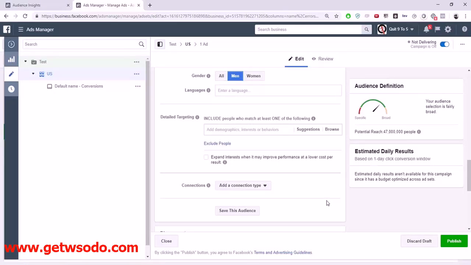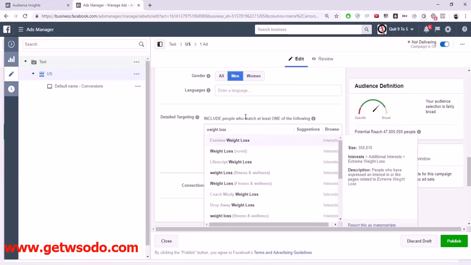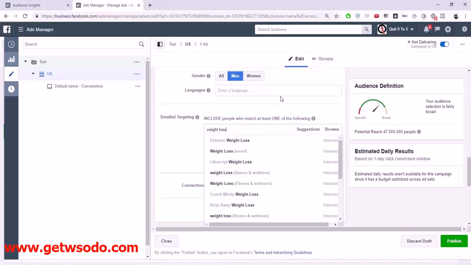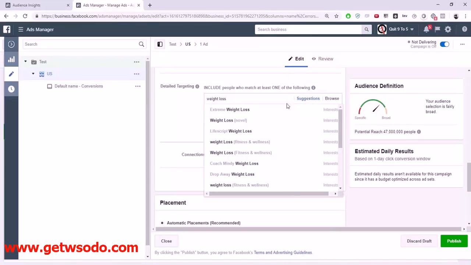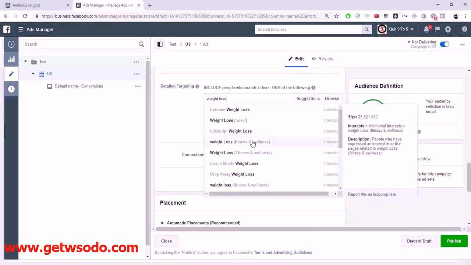It's training your pixel. So what most people do when they get started out, so let's stick with the weight loss example, they'll type in weight loss. I want to target people who want to lose weight. So you'll see here that Facebook is going to give you your natural targets, meaning it's just stuff that, if you strung the words together in the same sentence, they make sense. So weight loss, fitness and wellness, there's 26 million people that have been on weight loss pages and all that jazz. So they're lumped into this category.